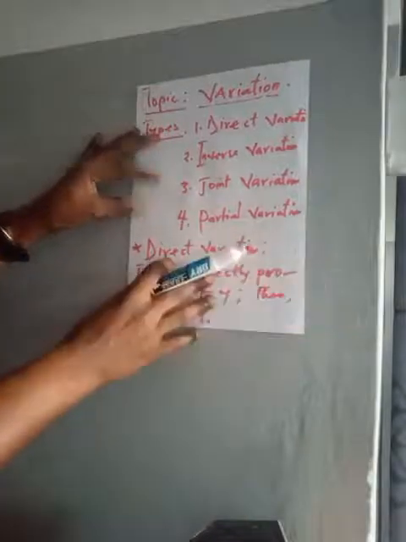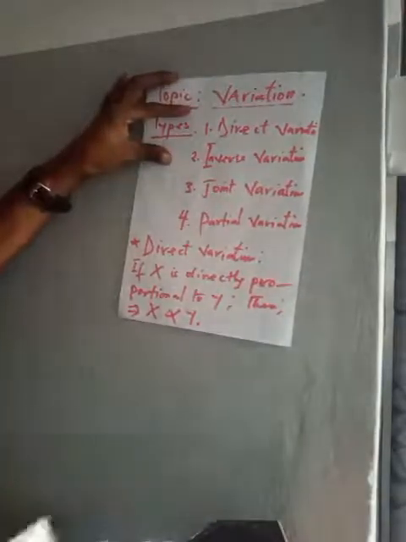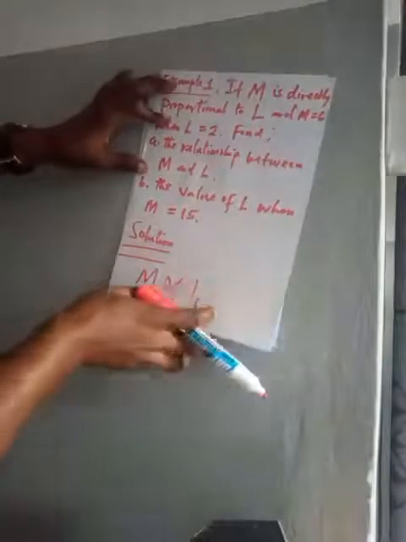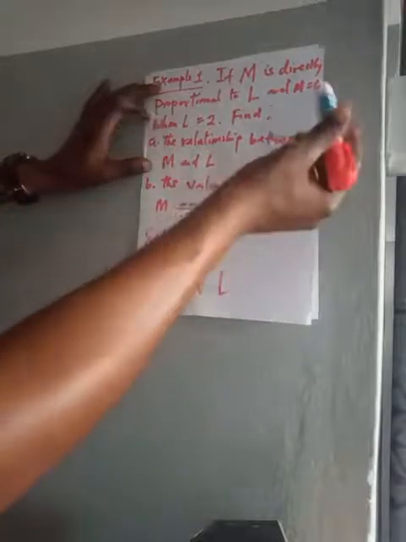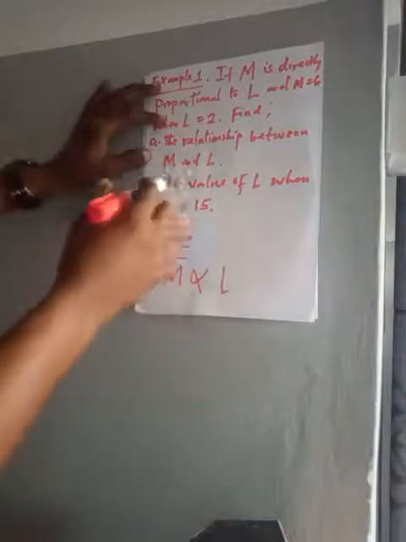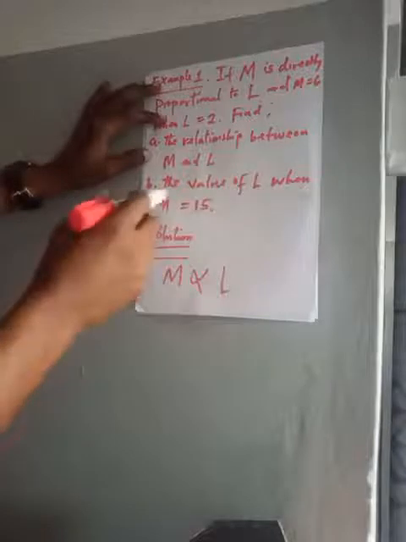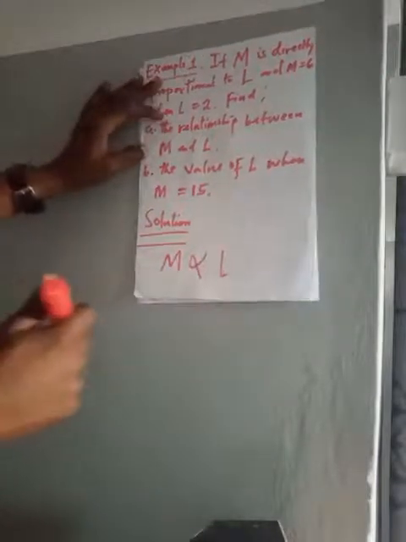Let's take one example under this direct variation. Look at example 1. We have a question here, and the question reads, if M is directly proportional to L and M is equal to 6 when L is equal to 2, find A, the relationship between M and L. Then B, the value of L when M is equal to 15. That is, you have to find what L is when the value of M is 15. Now let's look at how to solve this question.